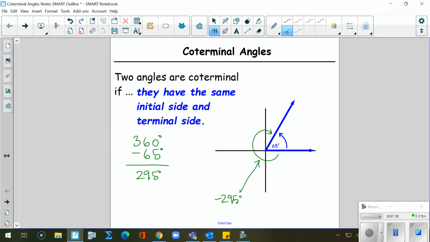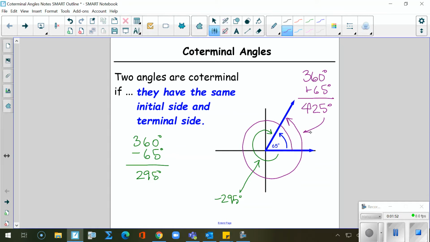That's not all. What about the angle that goes from the initial side all the way around to the same terminal side? That's not a 65-degree angle. That's a 360-degree plus 65-degree angle, or a 425-degree angle. So all three of those angles are coterminal.